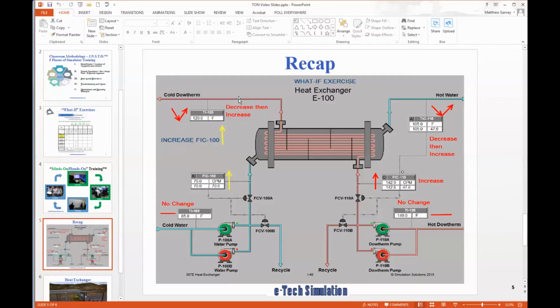So each laboratory exercise booklet includes recaps to these types of exercises, and this provides trainees a visual of what is going on in the system. So here we can see that an increase in the flow rate of water causes a decrease and an increase in the cold diatherm temperature, no change to the water flow inlet temperature, decrease then increase to the outlet water temperature, increase to the flow rate of diatherm, and no change to its inlet temperature. So this provides an example of a type of exercise that would be common in a laboratory exercise booklet.